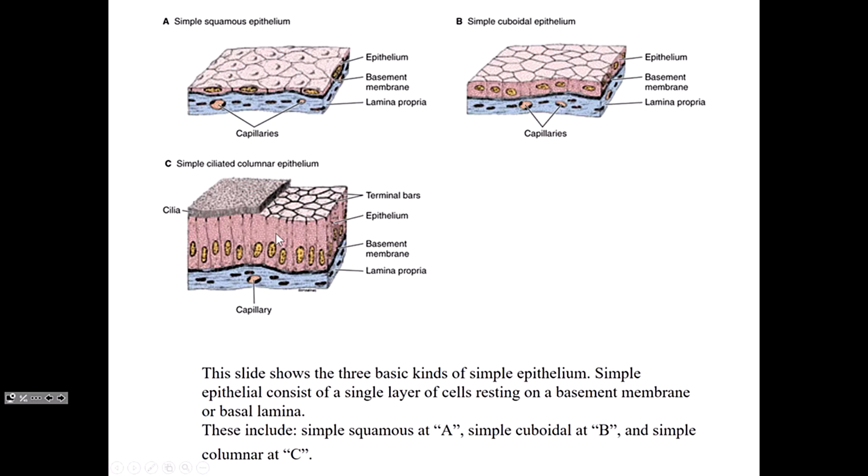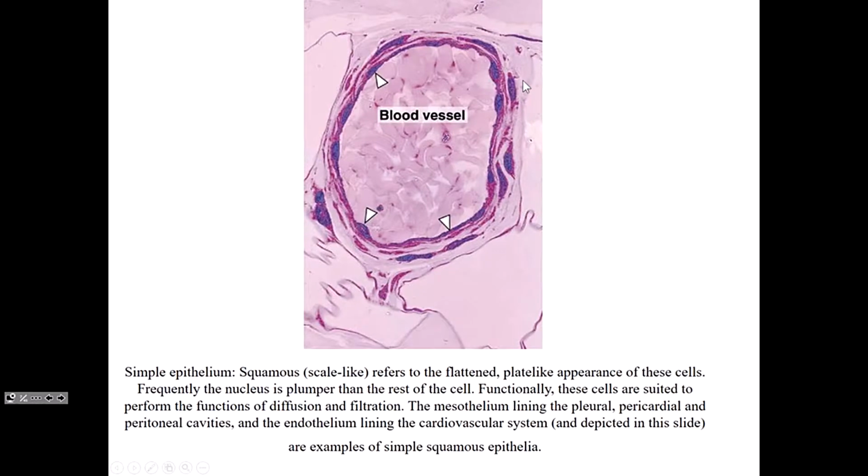So that's pretty straightforward. And in all three cases, each of those layers of cells is on a basement membrane, and note there's no blood vessels anywhere to be seen within those epithelial cells. Remember, epithelia are avascular. So here are some examples.